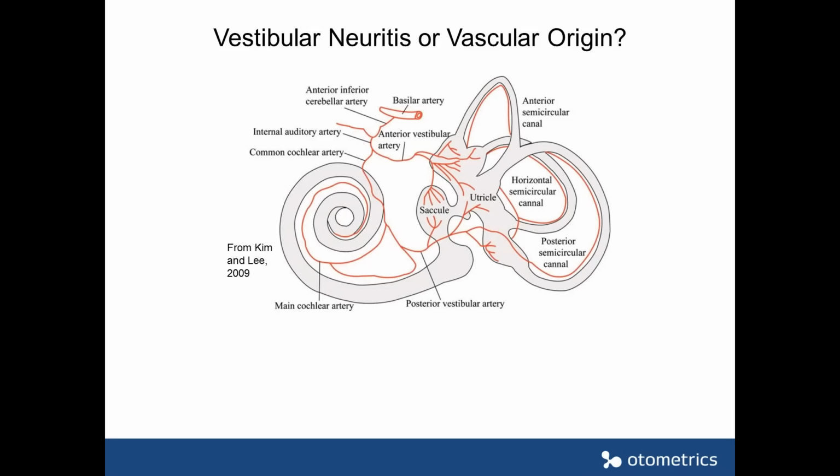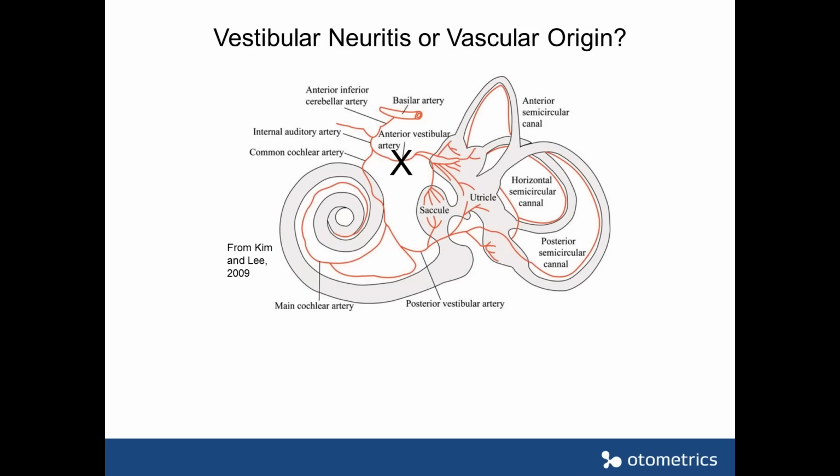This is a very nice drawing from Kim and Lee's 2009 article, which shows the arteries that supply the vestibular organ. You can see the anterior vestibular artery supplies blood to the anterior canal and the lateral canal, and a little bit to the saccule and utricle, but the utricle and saccule have a backup blood supply, whereas the other two canals, lateral and anterior, do not have a backup blood supply.